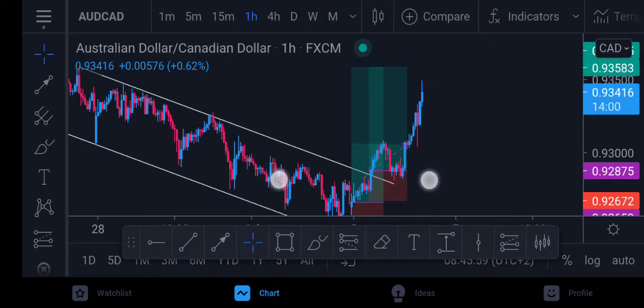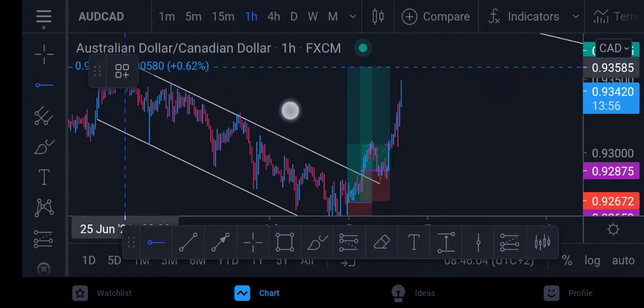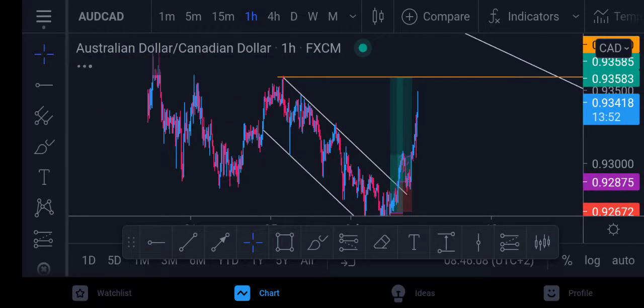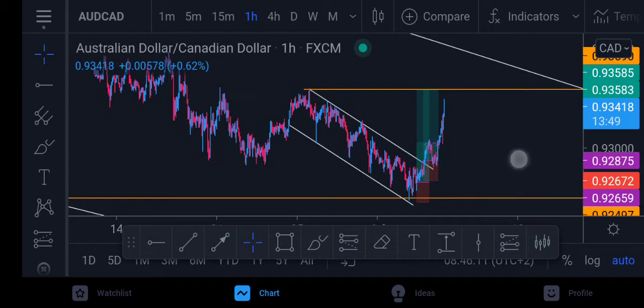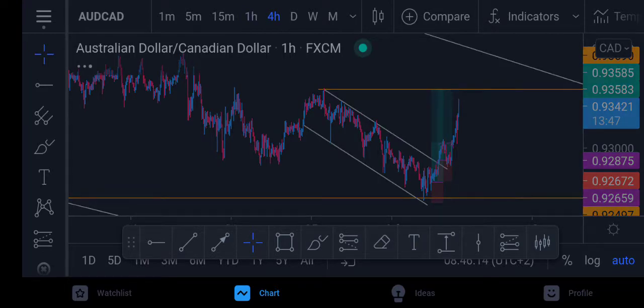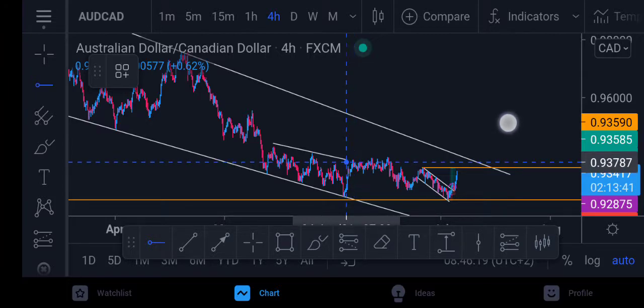So yeah, for me it was a long term trade. That was with my first TP, when I sent it to my group, it was my first TP. And if we go to the higher time frame and check, my second TP was at this level.